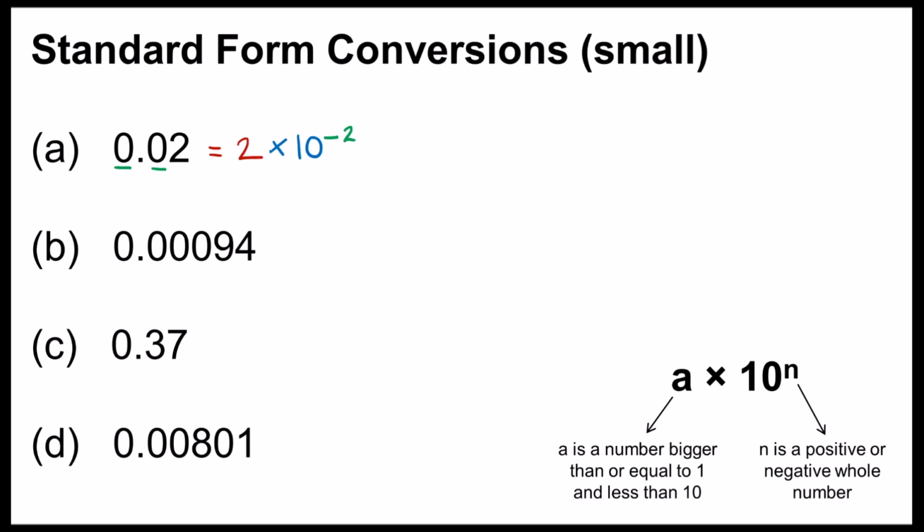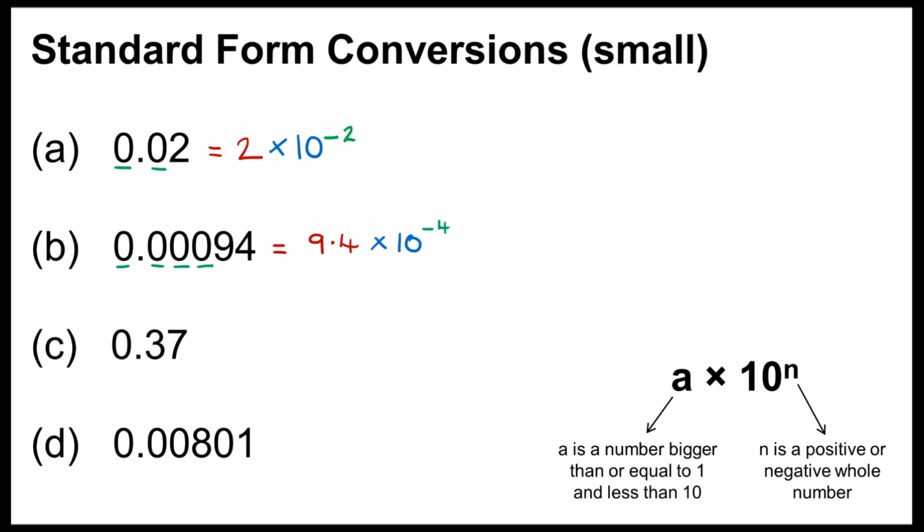Looking at my second question, the key digits are 9 and 4. Because I need this to be a number between 1 and 10, but not 10, I'm going to put a decimal place between the 9 and the 4 to get 9.4. Next, I need to put in my multiply by 10. And finally, count the zeros at the front to find out my power. So 1, 2, 3, 4. And it's a negative power because I need to divide by 10 4 times.